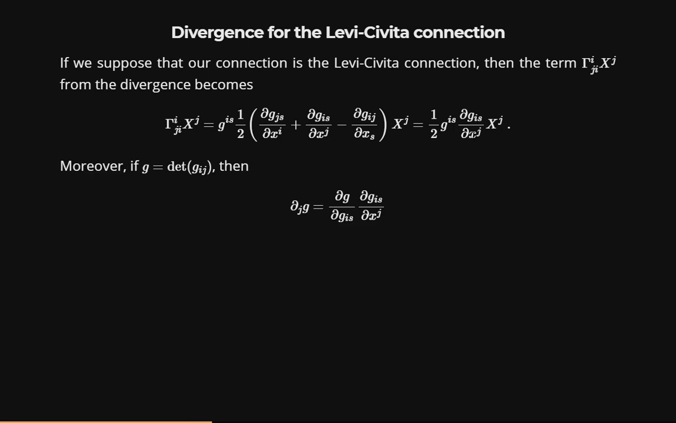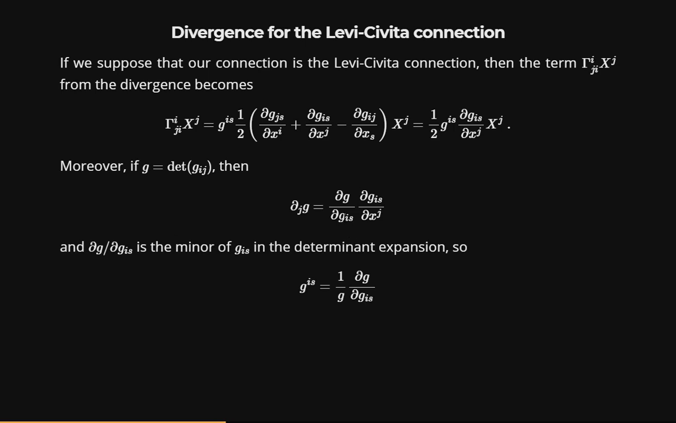Now some magic with the metric. Let's consider the determinant of the metric, the determinant of the matrix given by the metric. Now, if you derive this with respect to the jth variable, you can write it as the derivative of the determinant with respect to the matrix element times the matrix element derived with respect to the variable. Again, summation over I and S understood.